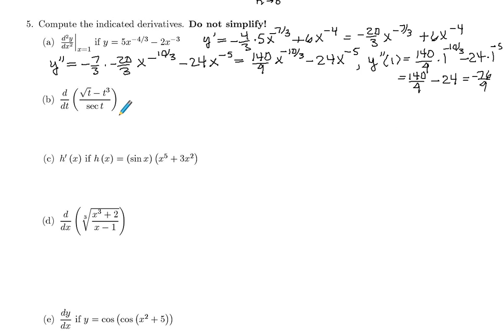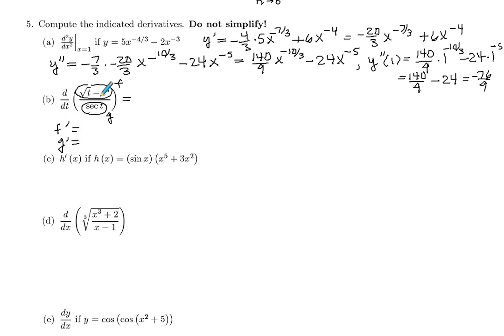Alright, and now we're differentiating here one function divided by another function. So I look at this and I'm thinking quotient rule here. My f is going to be the top function here, root t minus t cubed, and then the bottom function here is going to be my g. So let's go ahead and find our f prime and our g prime.